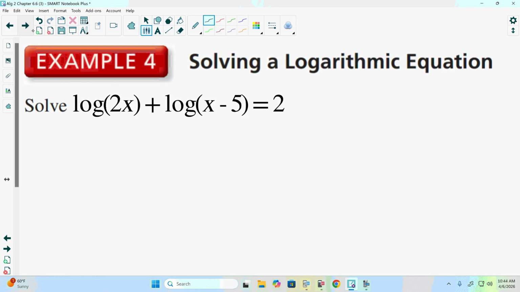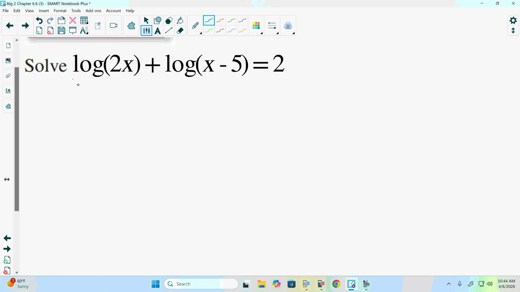What we're continuing to work on today is solving logarithmic equations. And we solve logarithmic equations, especially if we have a number outside of a log like this here, we need one term on both sides. We need to get one logarithmic term on one side, everything else on the other. Now for this one, we do have two logarithmic terms. We have log of 2x and log of x minus 5.